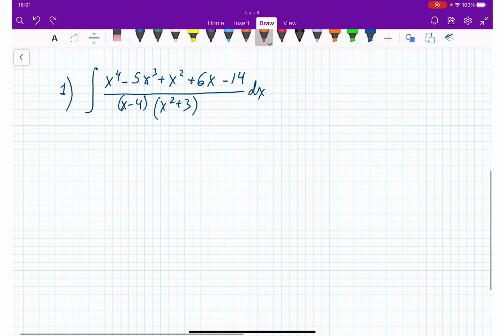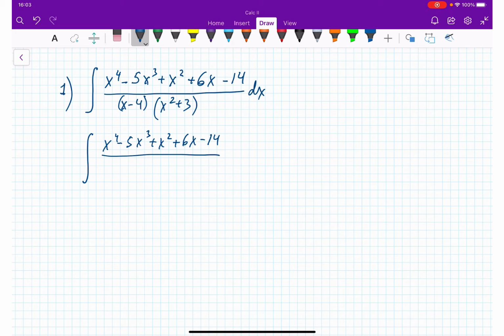So let's divide. We are going to divide the numerator by the denominator, as we do in a case of an improper fraction. Before we do division, I need to multiply out this denominator to get a polynomial, since the numerator is x to 4 minus 5x to 3 plus x squared plus 6x minus 14. Now let's multiply x minus 4 times x squared plus 3. I won't go slow with this, I consider that you know since you are doing integrals. It's going to be x cubed minus 4x squared plus 3x minus 12.